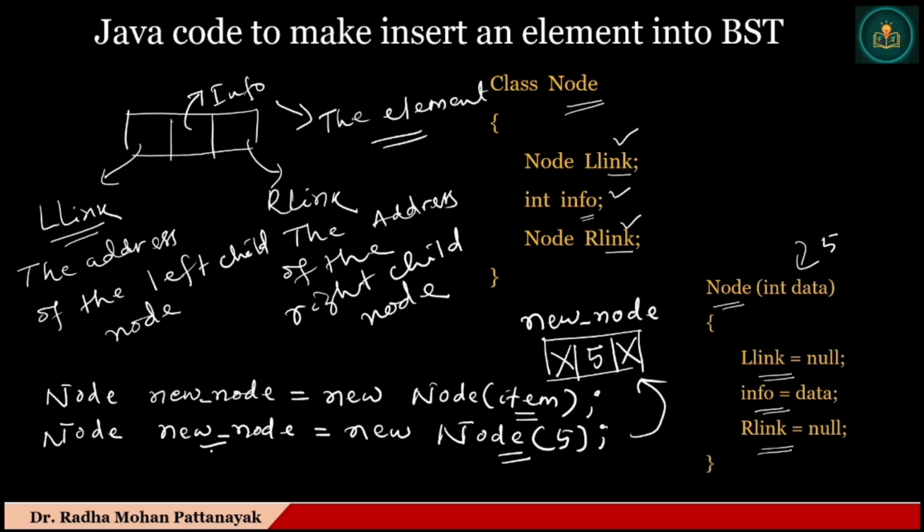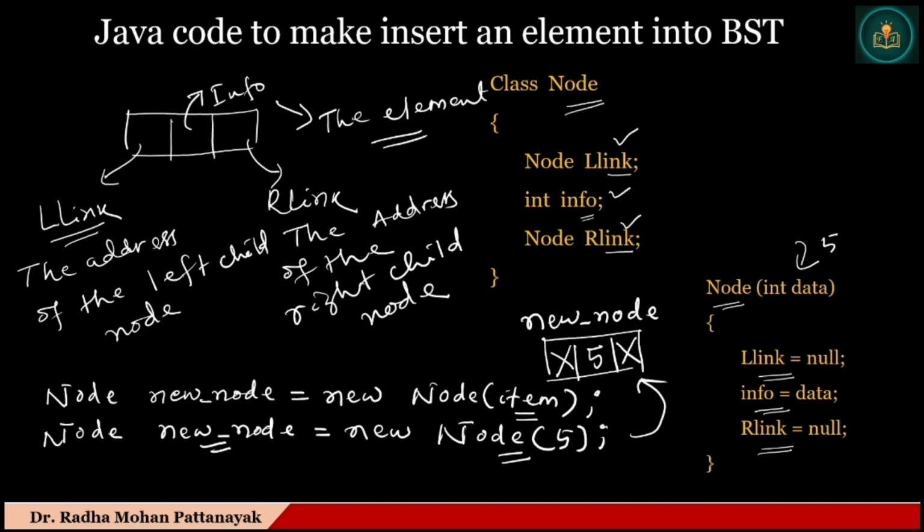What is new node here? That is the reference. What is the reference? Reference is nothing but the name of the memory space which has been reserved. Clear? Let this be your object, and for this object the name is new node, that is the reference. So with this you understood how to create a node to insert an element inside the binary search tree.